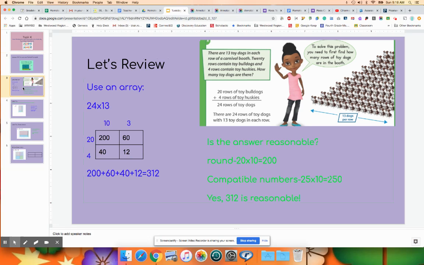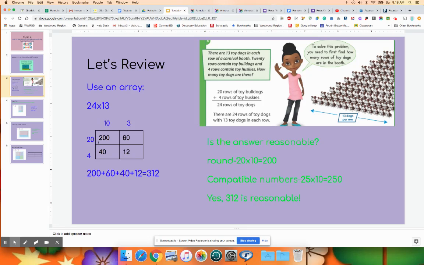All right, so let's look at a problem. This is one right from our book. There are 13 toy dogs in each row of a carnival booth. 20 rows contain toy bulldogs and 4 rows contain huskies. How many toy dogs are there? So there are 20 rows of toy bulldogs and 4 rows of huskies. So that's 24 altogether. So this was like a 2-step problem. And then there are 13 in each row. So we have to do 24 times 13.